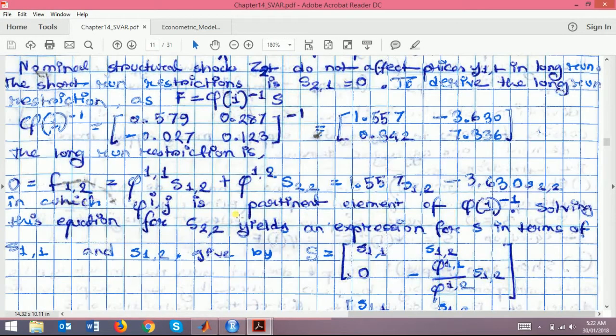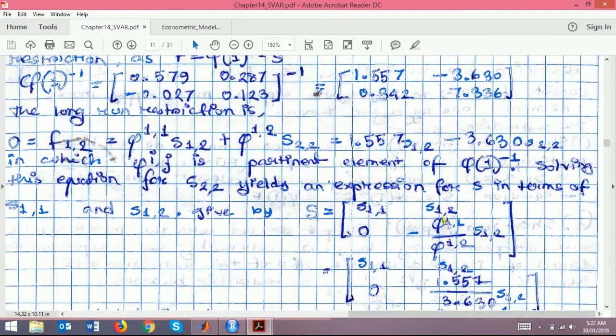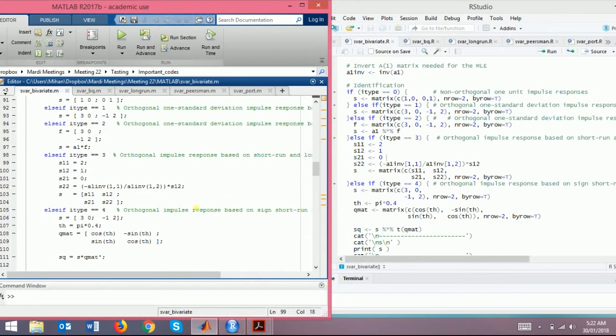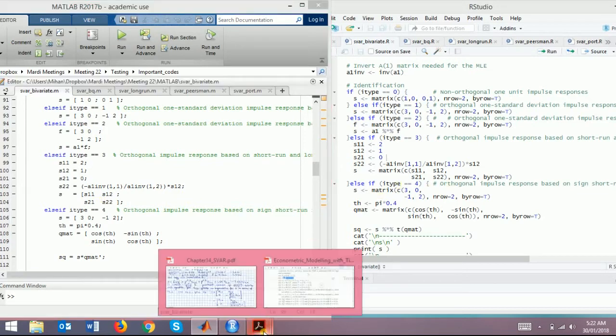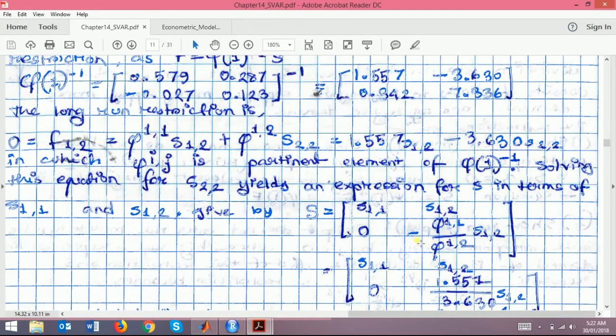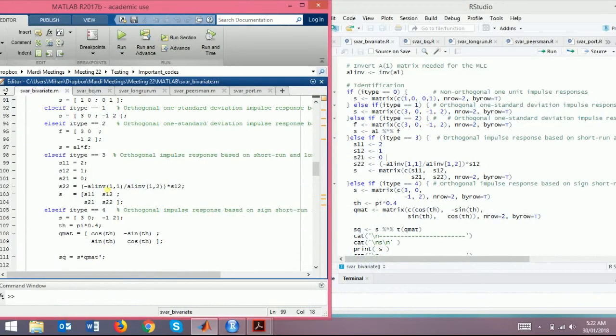So that particular representation is coming from here: phi 11, phi 12, S12, right? So you see, phi 11, phi 12 multiplied to S12, and we have a negative sign as well. Good. So that's how we represent S22. So the orthogonalized impulse based on short and long is this.